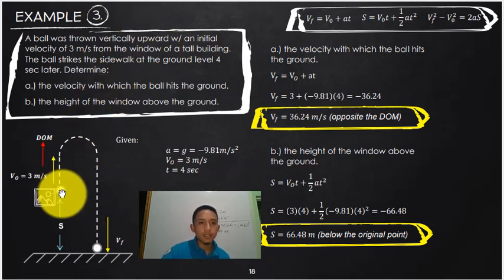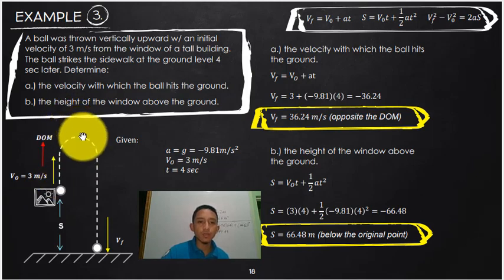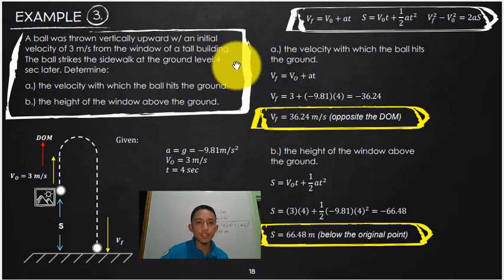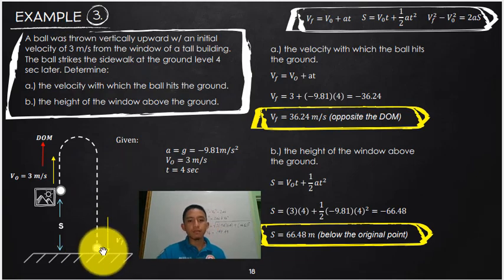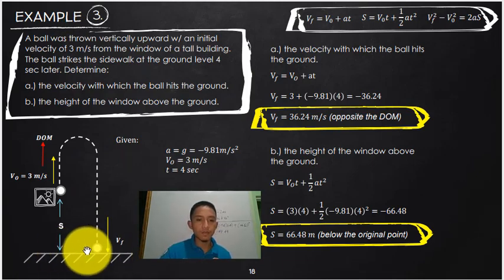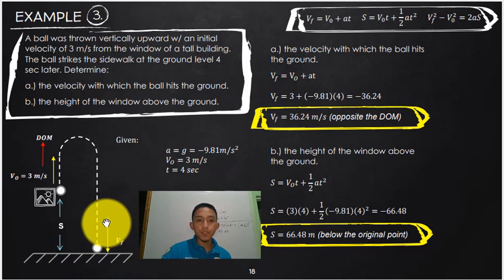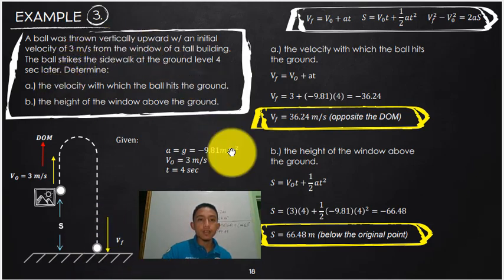Okay, initial velocity means how hard you will throw the ball initially, 3 meters per second. You will throw that one upward, it will go, but after just 4 seconds, it says there 4 seconds later, the ball will strike the sidewalk below. If you say sidewalk, that is below. Okay, so the question there is write down the given.